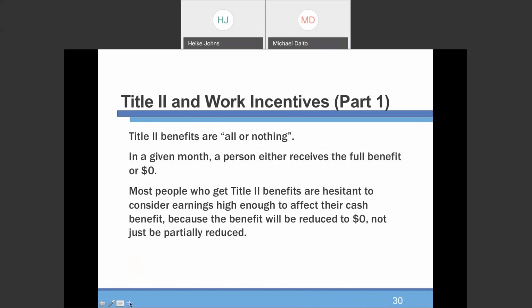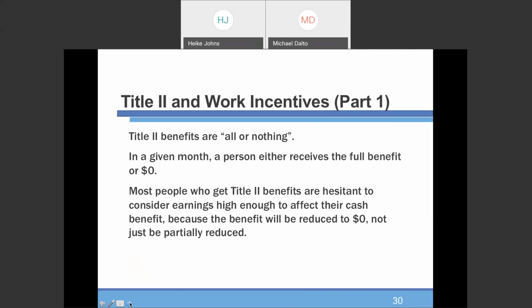Let's move on to Title II and work incentives. So Title II is very different from SSI because Title II benefits are all or nothing. A person receives the full benefit or zero. That's in contrast to SSI, where benefit amounts can fluctuate up or down as other income goes up or down. As a result of this all or nothing feature of Title II benefits, most people who get Title II are going to be very hesitant about earning enough to reduce their cash benefits to zero.